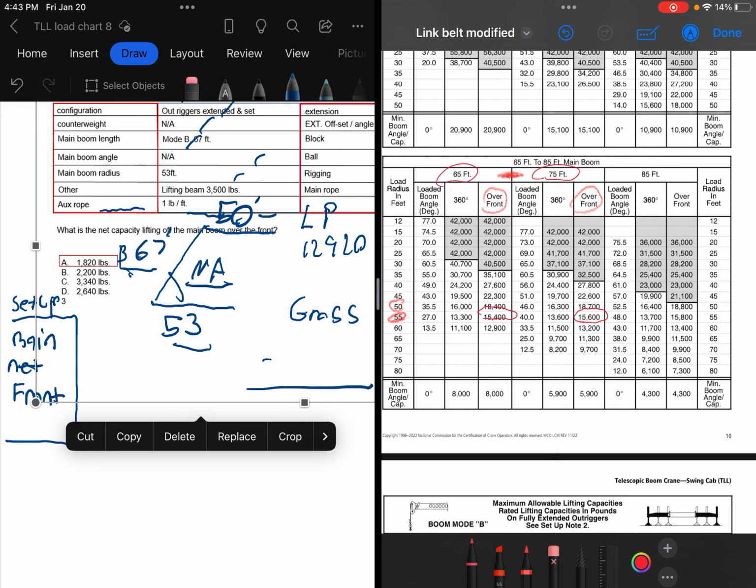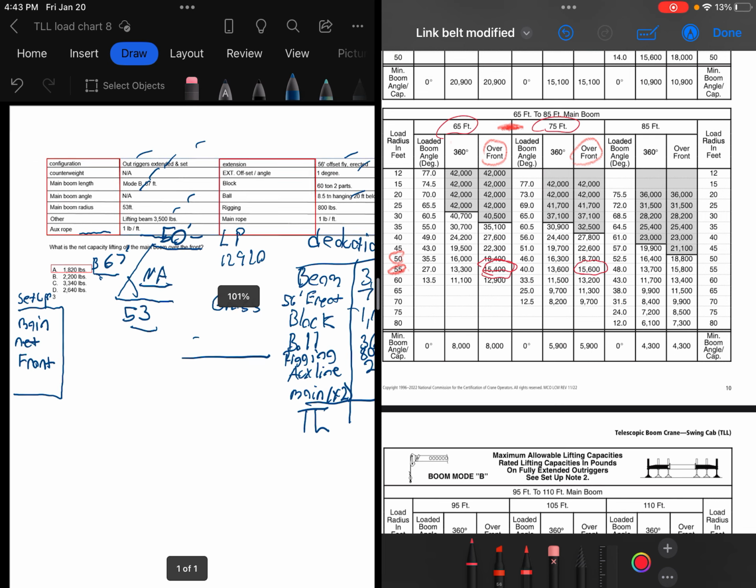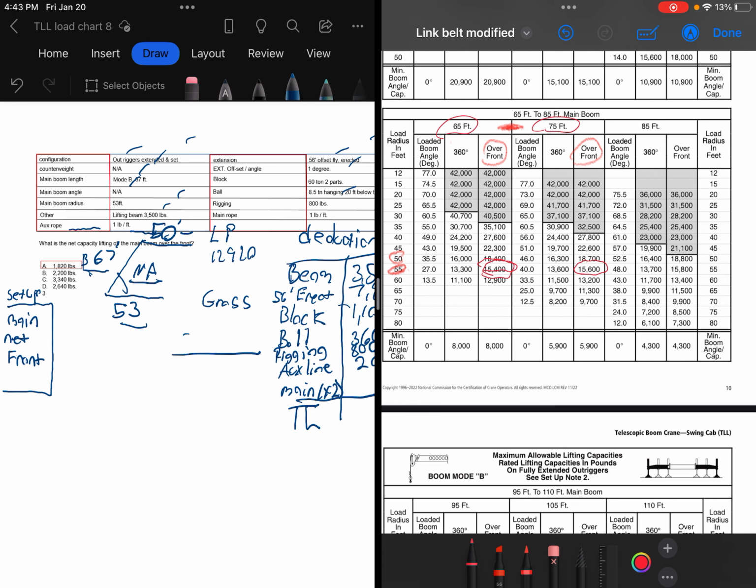So we're going to go with 15,400 pounds. That's our lowest capacity because we're going between our boom lengths. We always go to the farthest radius, but we go between boom lengths. We look for the lowest capacity. So we're going to go 15,400 pounds. So our gross capacity of this crane, zoom out here just a little bit, 15,400 pounds. That is our gross capacity of the crane.